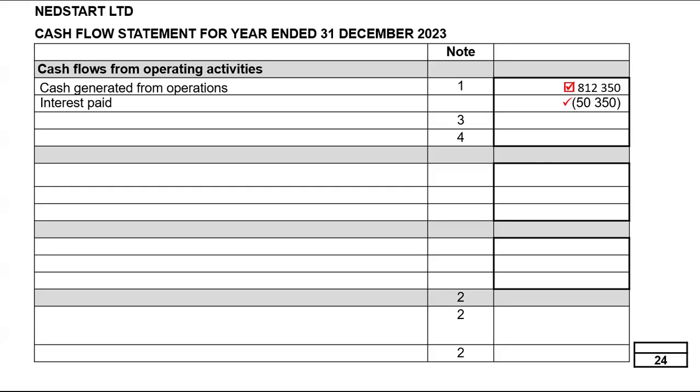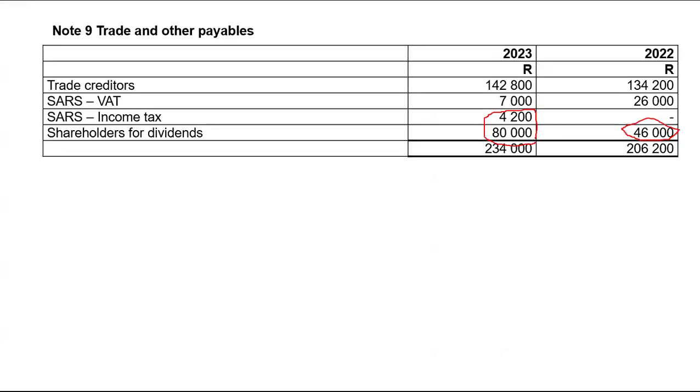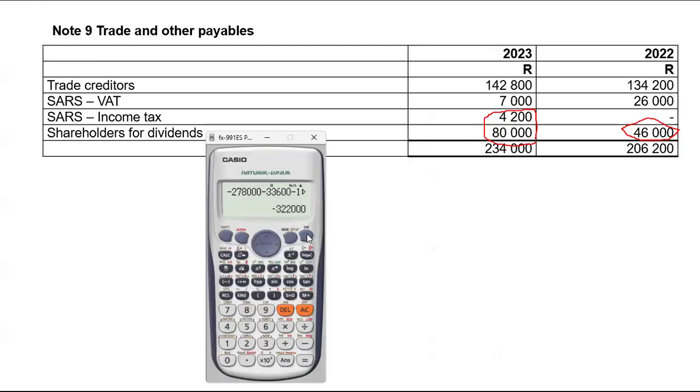The next one I'm going to deal with is dividends paid. And as I've said, with dividends paid, I'll check what I have. I know I have shareholders for dividends for this year and last year, which is good. And when I have those, this is what I will normally do. Obviously, you will have to write this down. I will take 46,000, which will be with brackets, and the 80,000 will be without brackets.